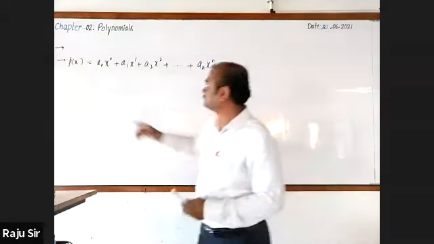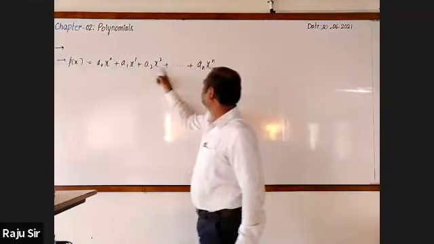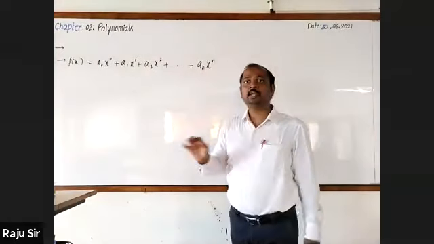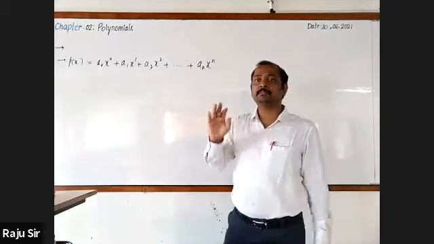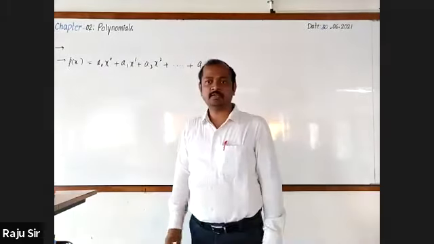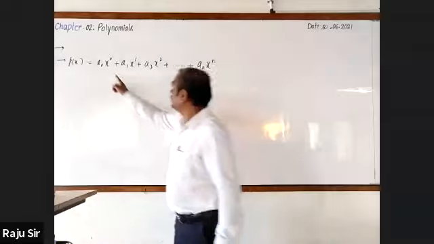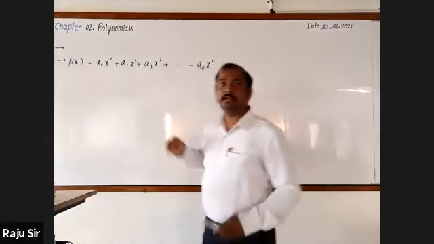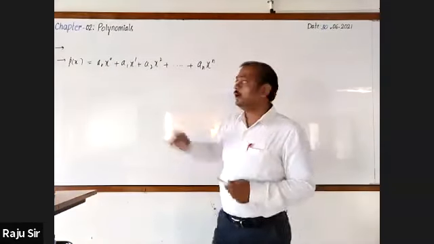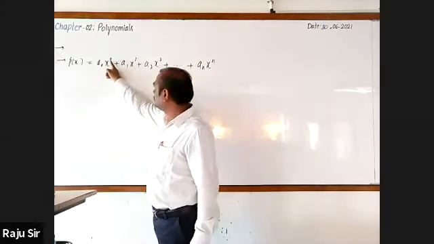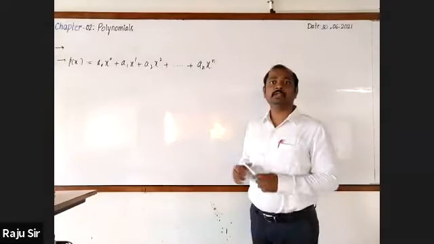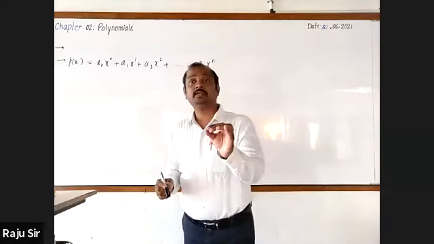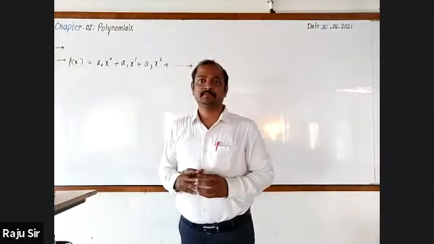And here a0, a1, a2 and up to an, these are coefficients. And these coefficients may be any real numbers, right? And x is the variable involved. And observe the powers. We have 0, 1, 2, 3, and so on up to n. They are all non-negative integral powers.